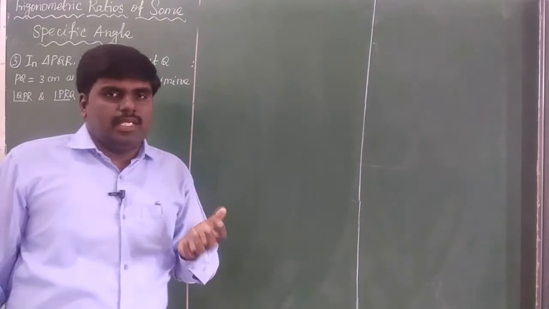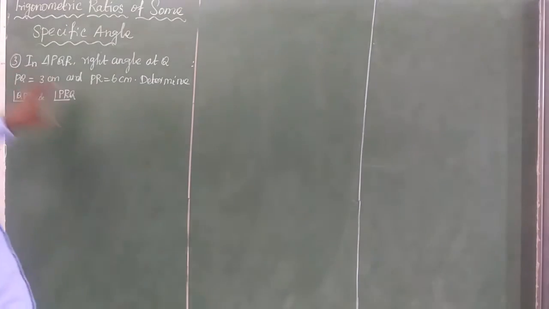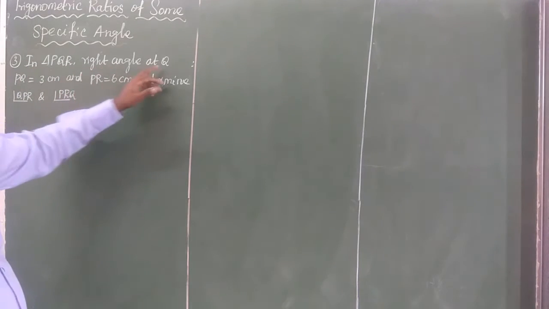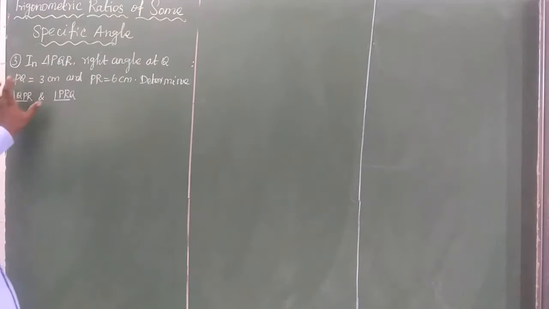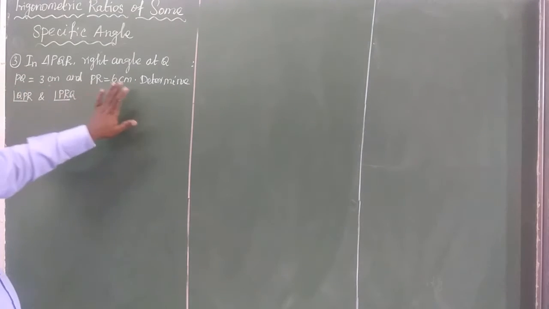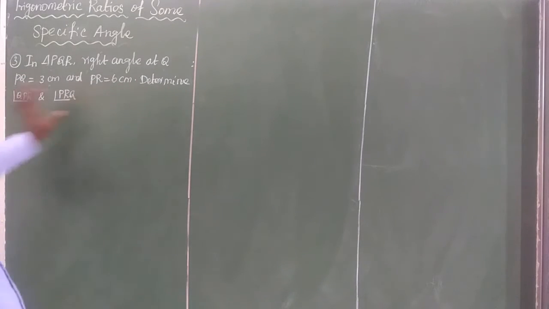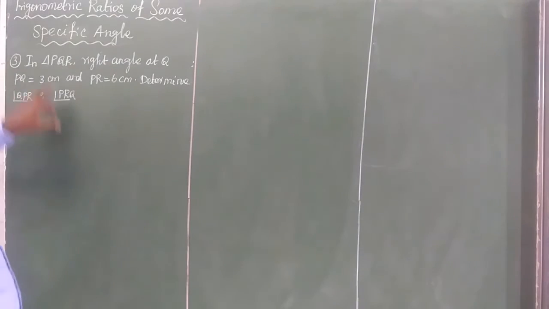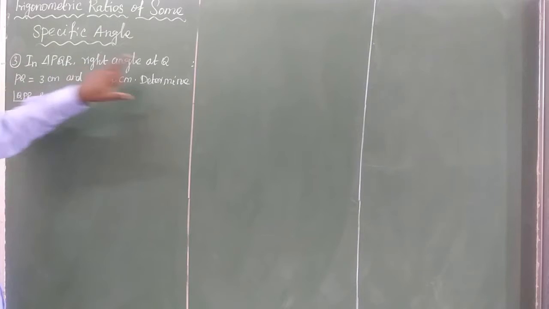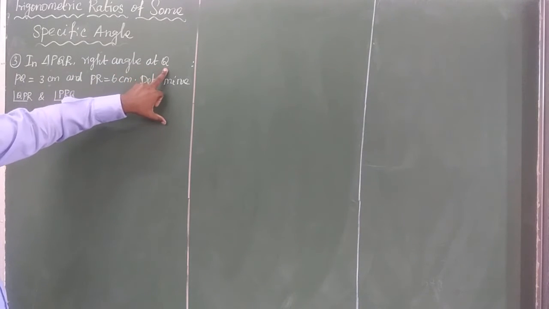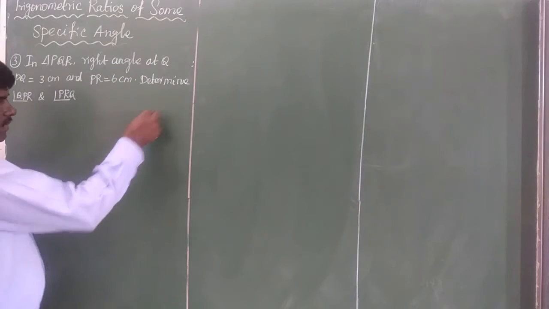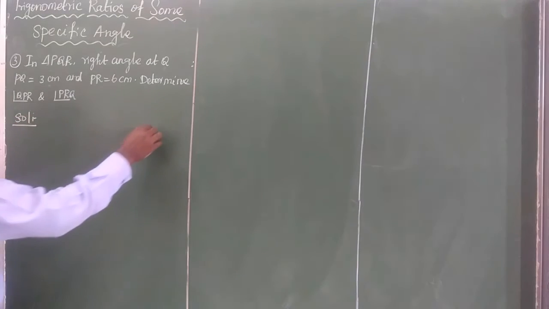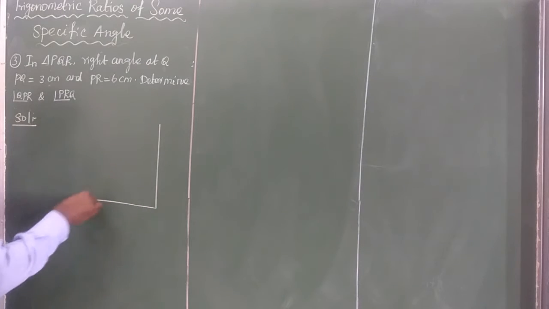So, type 3 problems. See the third problem: in the triangle PQR, right angled at the point Q, PQ is equal to 3 cm, PR is equal to 6 cm. Determine angle QPR and angle PRQ. So in triangle PQR, the right angle is at the point Q. So first, you find the right angle triangle.